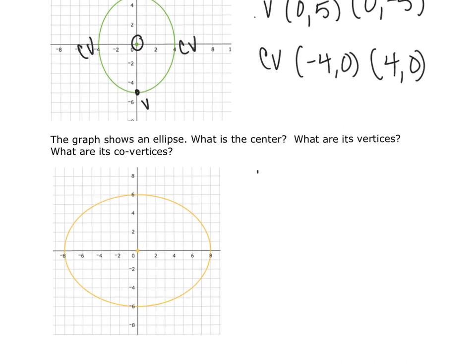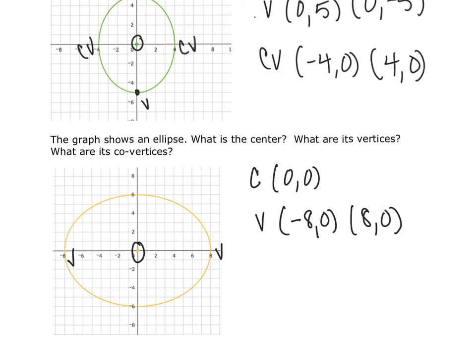Last one, your center is (0, 0). It looks like we have a distance of 12 and then a distance of 16. So your vertices are (-8, 0) and (8, 0). And your covertices are (0, 6) and (0, -6).